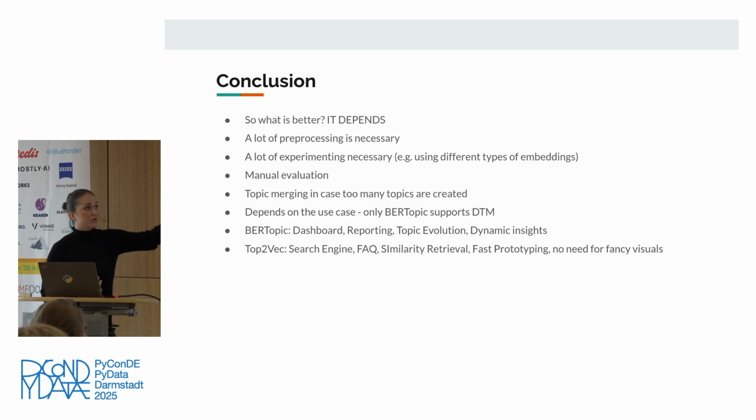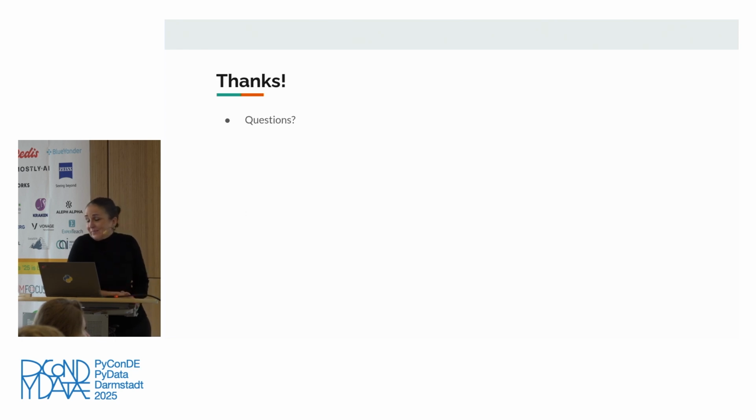So here are a few use cases and examples of when I would use one or the other. For dashboarding and things like that, because BERTopic, I'm pretty sure it's Plotly, so the plots are dynamic, pretty and interactive. So for dashboarding, I would use BERTopic. Same for topic evolution and dynamic insights, whereas for things like a search engine, similarity retrieval, and very fast prototyping, I would use Top2vec. These are just my personal conclusions. And that's it. Thank you very much.